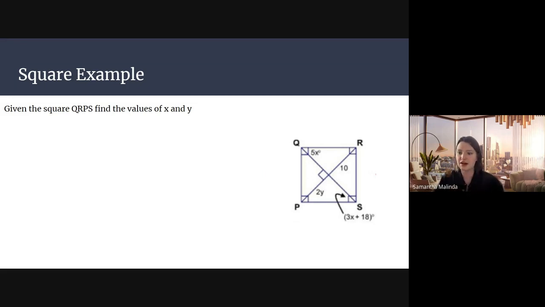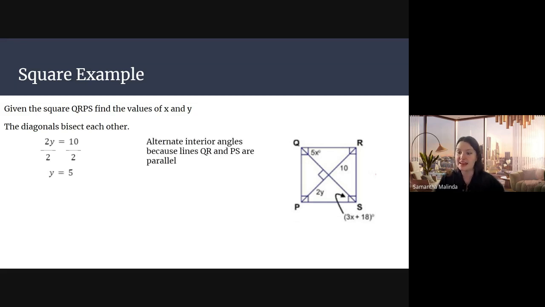So we are given our square. As you see, we have our diagonals of 2y and 10. Knowing that the diagonals bisect, we can set these equal. So we get 2y equals 10, divide by 2, and we get y equals 5. Now, this one's a little different. We know that they bisect each other.